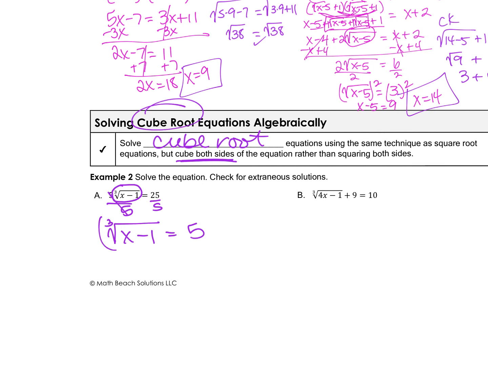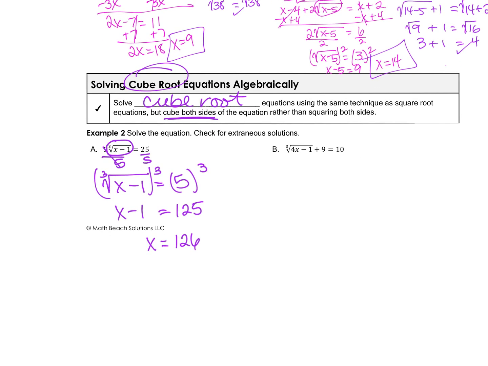So now I can go into cubing. So that's just going to leave me with x minus 1, because if I take the cube root and then I cube it, it gets rid of that. So that's 5 times 5 times 5 is 125. So when I add 1 over, I get 126. Make sure you check it.